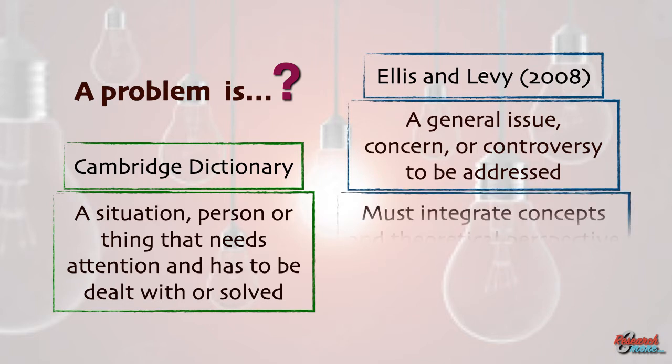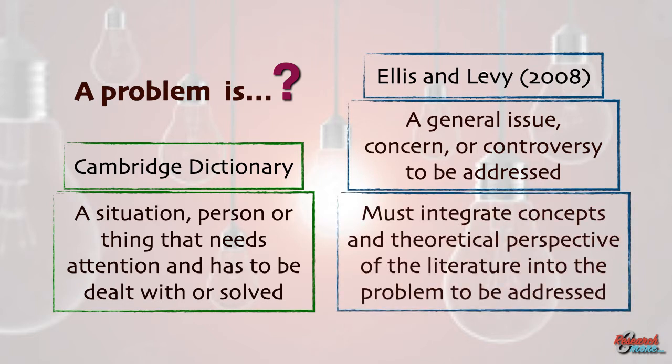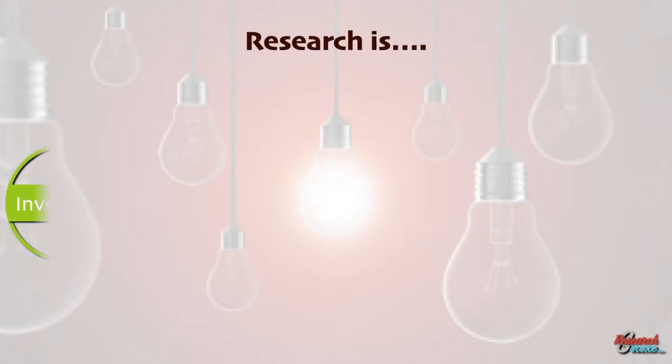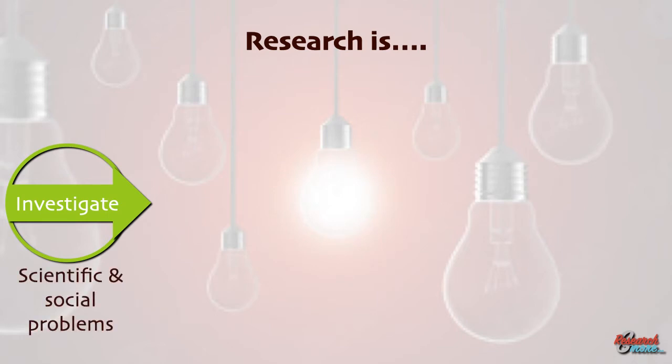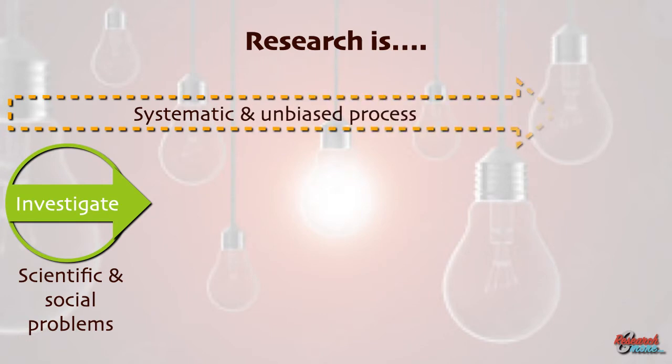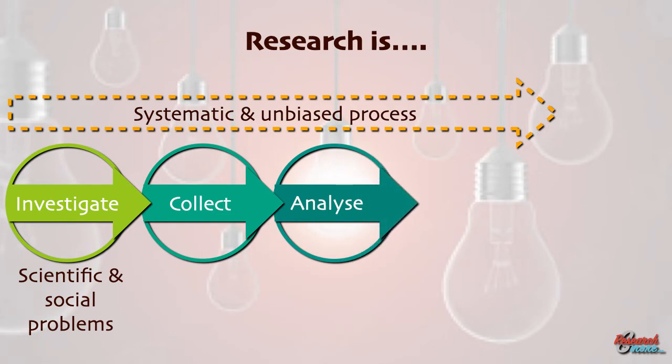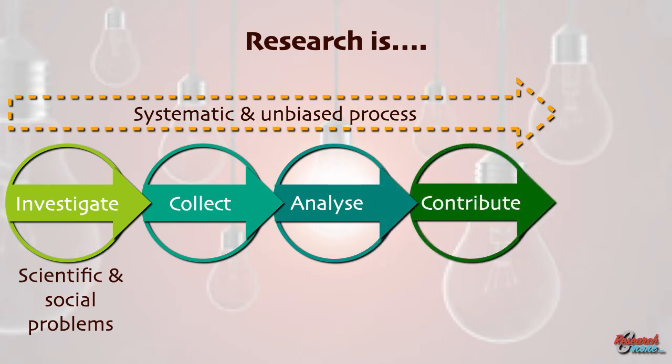In addition, a research problem must integrate concepts and theoretical perspective of the literature into the problem to be addressed. In sum, a research is basically an investigation for finding solutions to scientific or social problems through the use of systematic and unbiased process. What is more important about research is that it is a systematic process of collecting and analyzing new information that will contribute to the body of knowledge.